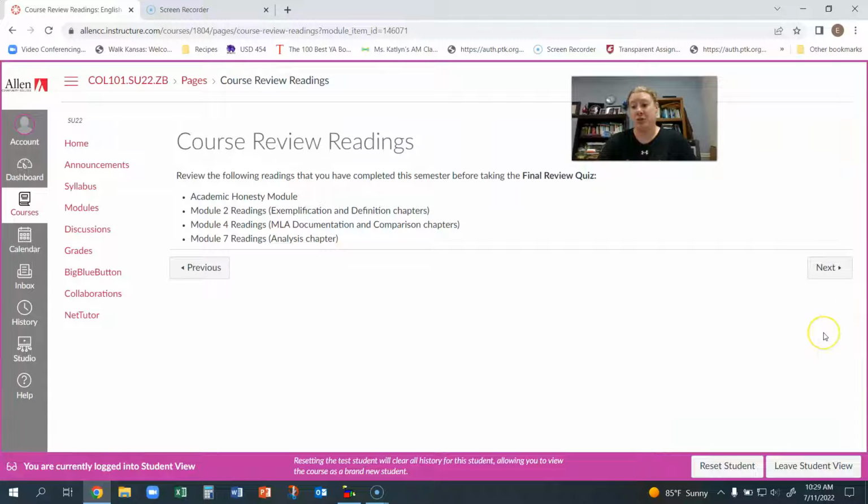And then the other 2 assignments are going to be review of the class. So we have review. These are the chapters that you should look over. There are going to be questions on the review quiz from the academic honesty module, from the exemplification and definition chapters, from the MLA documentation and comparison chapters, and then from the analysis chapter. So you can look back through in those modules and see the page numbers if you want to go back through your textbooks.